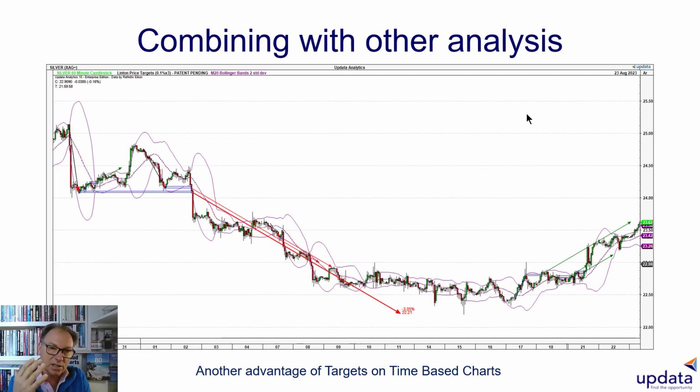The beauty of putting these on line-based charts is that you can actually compare it with other types of analysis. So here we've got Bollinger Bands. This is the target. There's the activation, and then the downside target, and there's a squeeze.